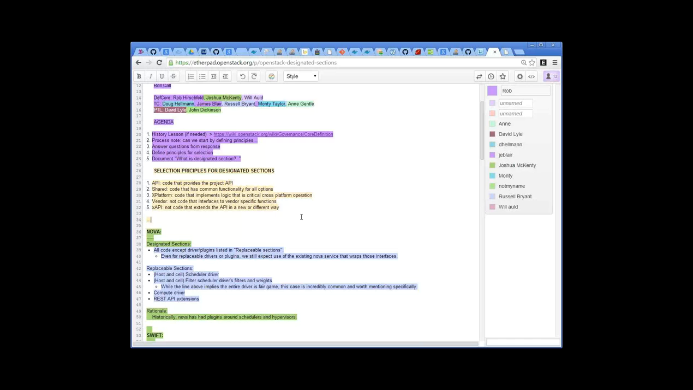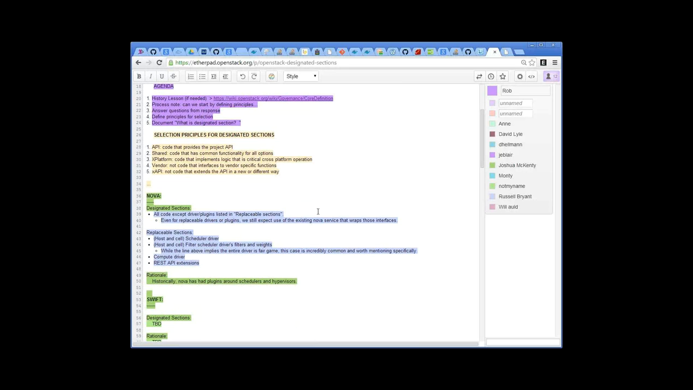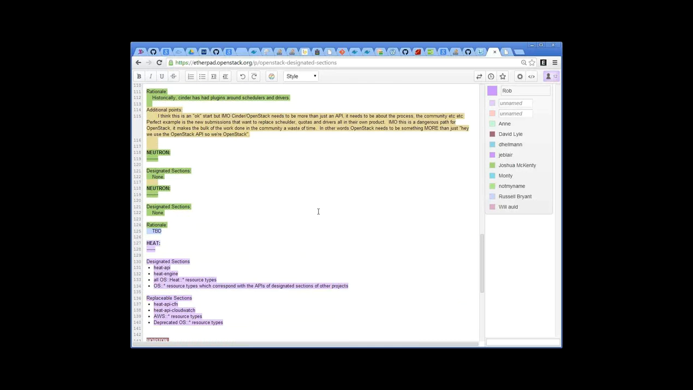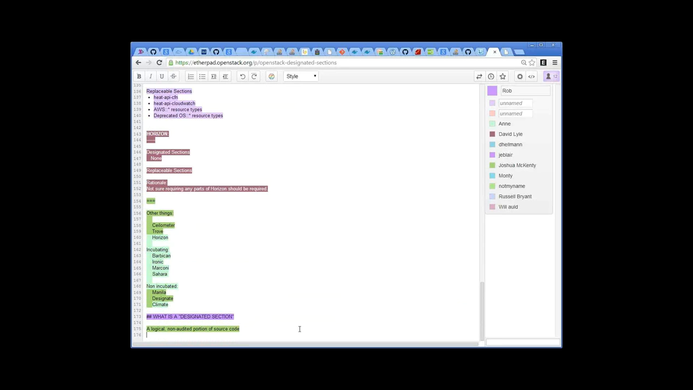So I think the easiest way to go at that is with an example. And I know we glossed over this a bit in the history, but the reason we ended up with the term designated section was to avoid using the term plugin or implying anything about the technical architecture of the various projects.